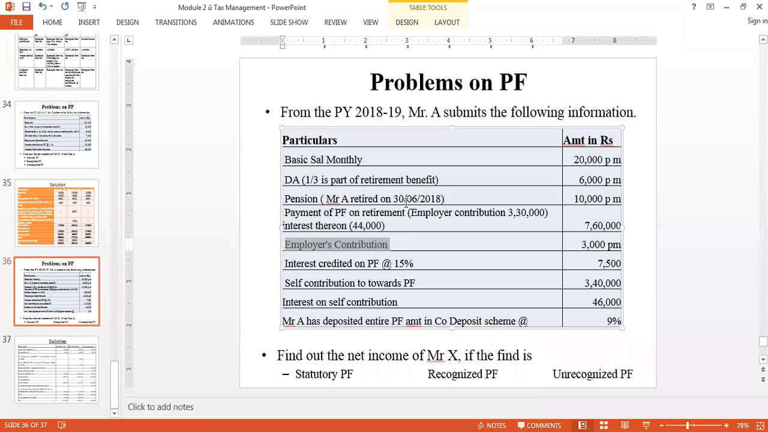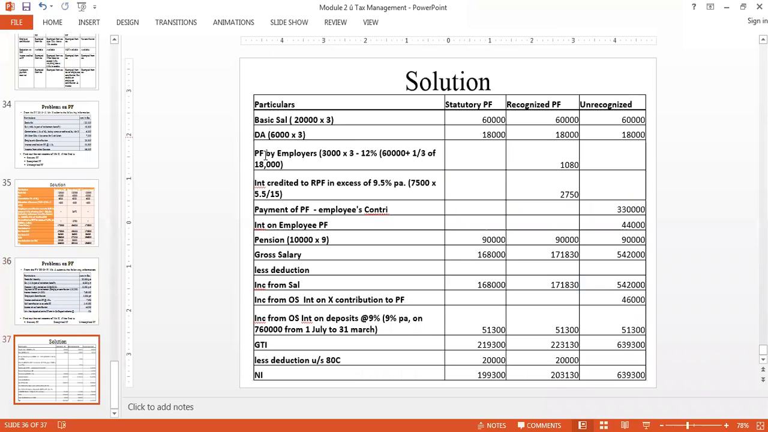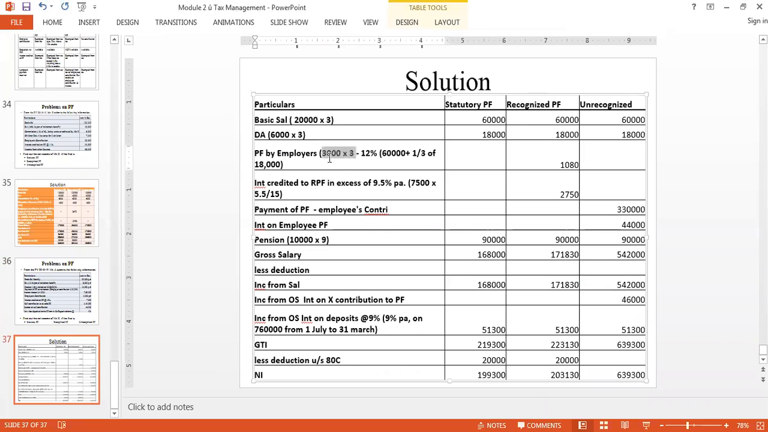So right now we are taking into consideration the employer's contribution. What is your employer's contribution on a per month basis? It is 3,000 rupees per month. So let us see how the calculation works out. PF by employer is 3,000 rupees per month, into 3, because in that particular financial year you are in service only for the first 3 months. So 3,000 into 3.